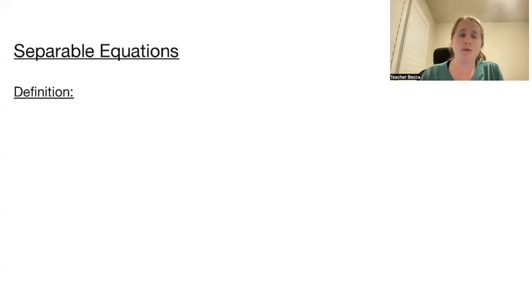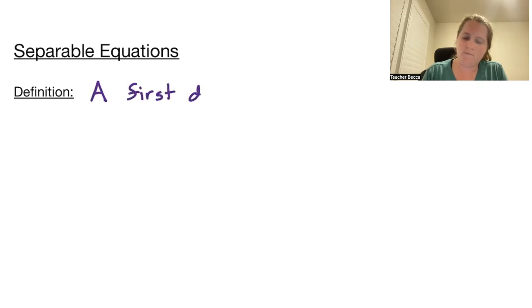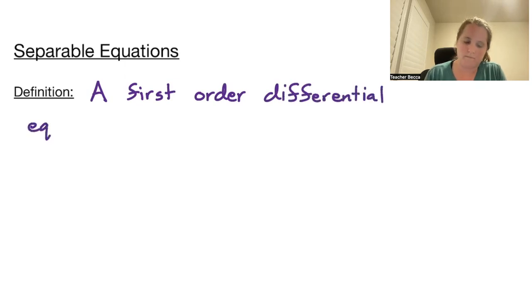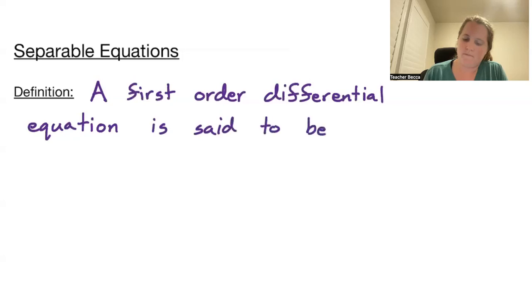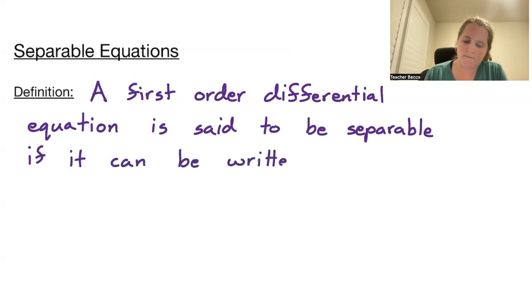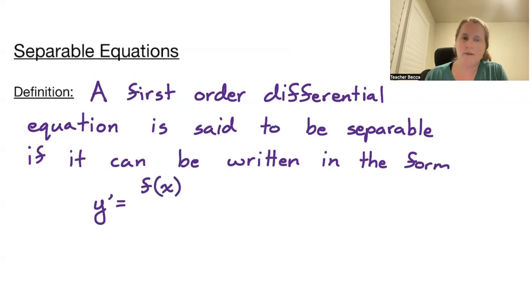Welcome to separable equations. So a quick definition: a first order differential equation is said to be separable if it can be written in the form y prime is equal to some function of x, say f of x, divided by some function of y, say g of y.